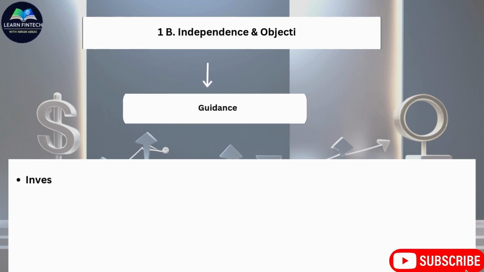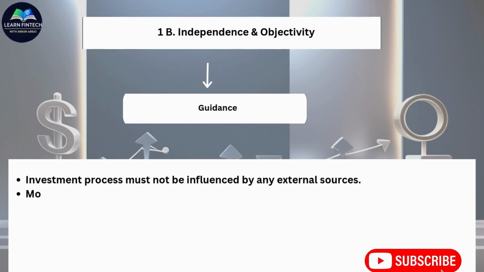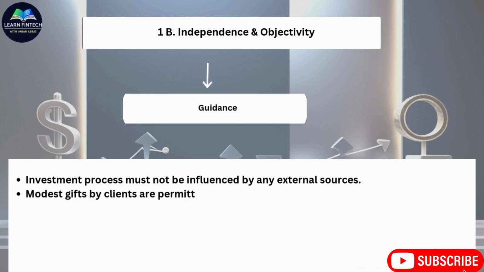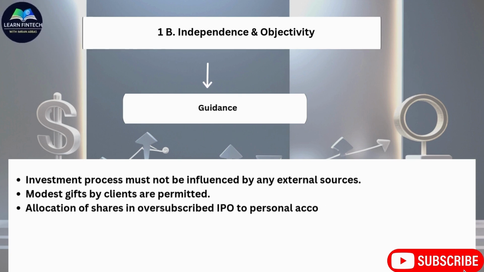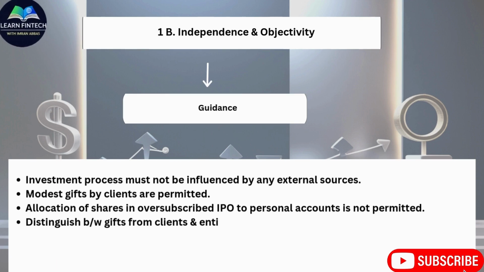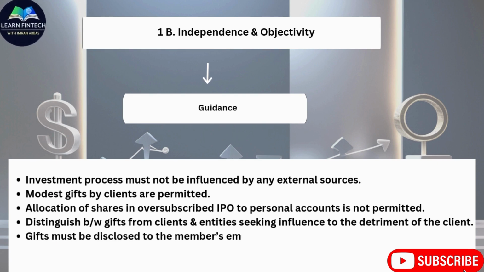Guidance: investment process must not be influenced by any external sources. Modest gifts by clients are permitted. Allocation of shares in oversubscribed initial public offerings to personal accounts is not permitted. Distinguish between gifts from clients and entities seeking influence to the detriment of the client. Gifts must be disclosed to the member's employer either prior to acceptance or subsequently.